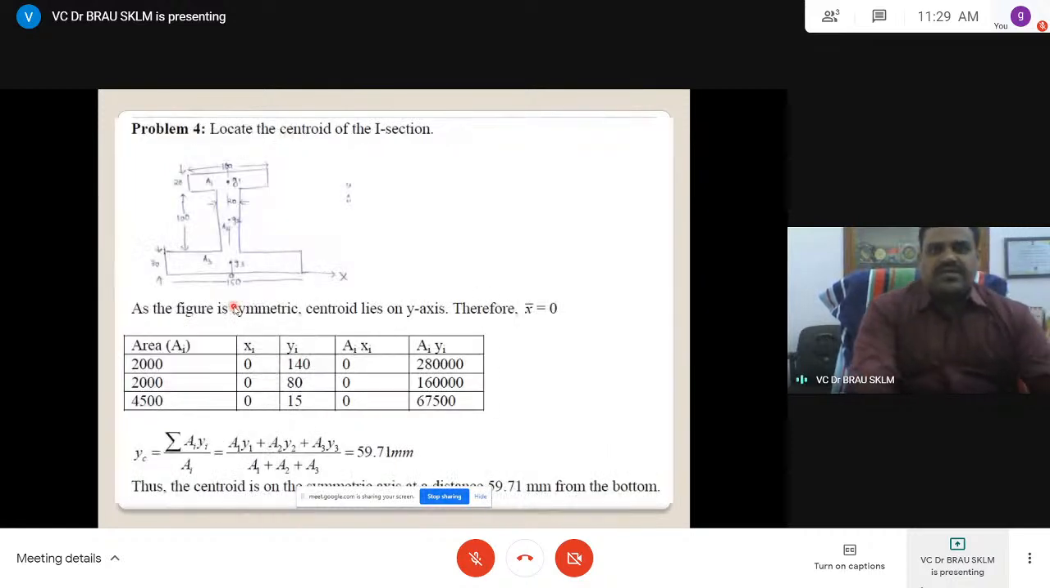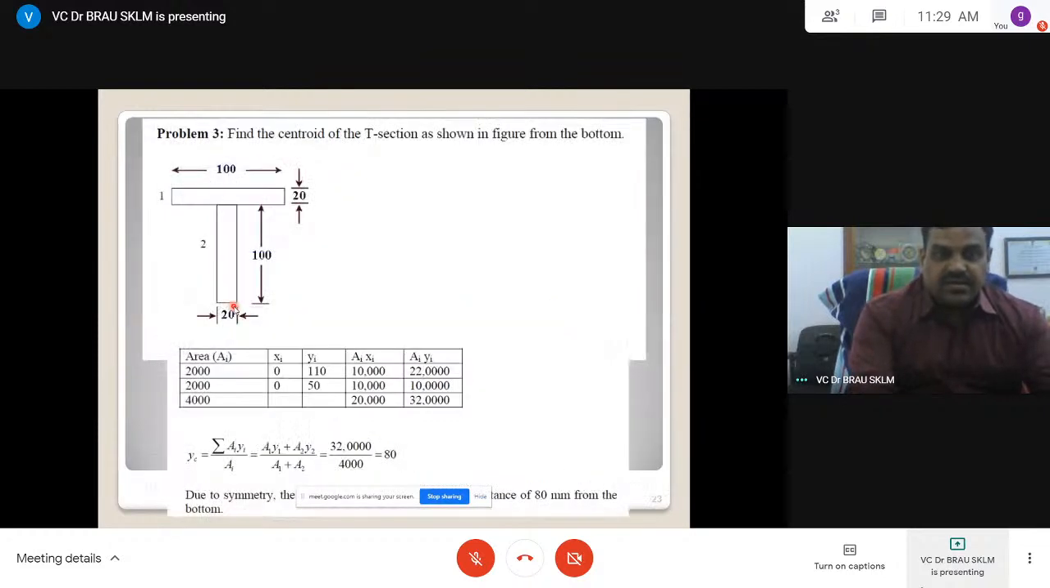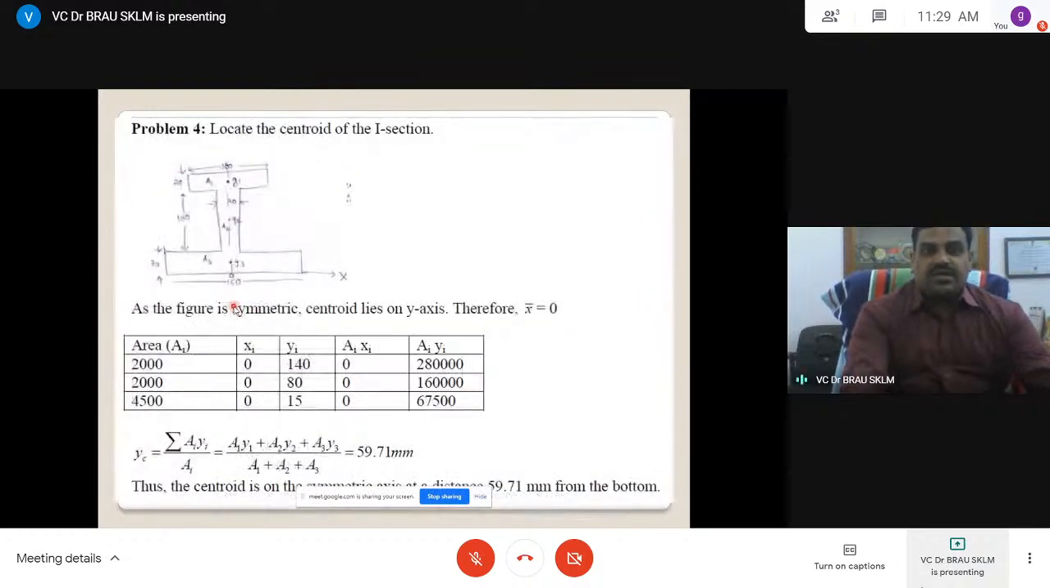Okay. Now let us consider, earlier it was a T section, but now it is also a symmetrical cross section.